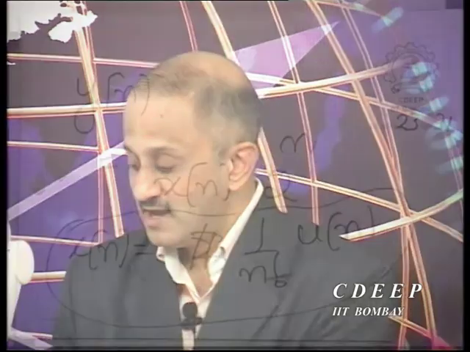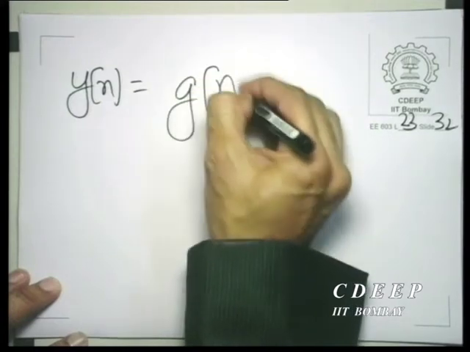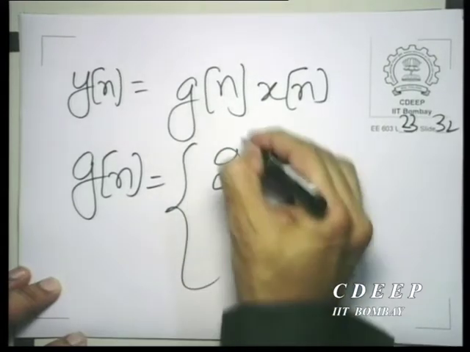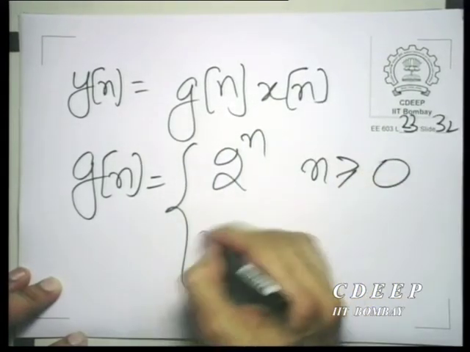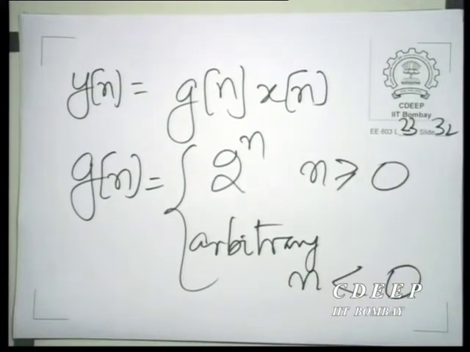For n less than 0, the sequence g[n] can be arbitrary. So, indeed, y[n] is equal to g[n] times x[n], where g[n] is clearly specified to be 2 raised to the power of n for n greater than or equal to 0 and arbitrary for n less than 0. You can of course extend it to be 2 raised to the power of n also for n less than 0, it does not matter. But of course, one would give full credit if one has written 2 raised to the power of n. Any acceptable sequence is fine.